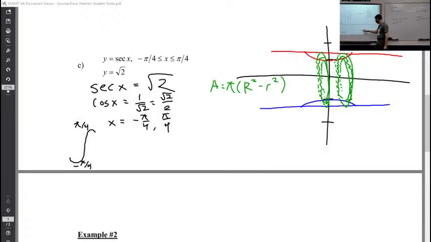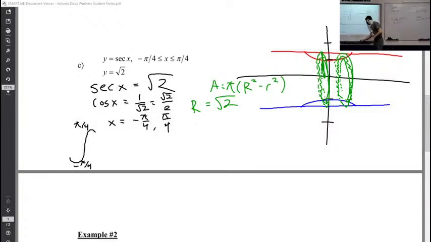Of, well, we need to know what our big R and our little r are. Big R is our farthest distance out. So here's our big R, and it goes all the way up to the horizontal line. The horizontal line is our y equals square root of 2, down to 0. So if we're thinking about this as like top curve minus bottom curve, it's square root of 2 minus 0 is square root of 2. So that's our big R.